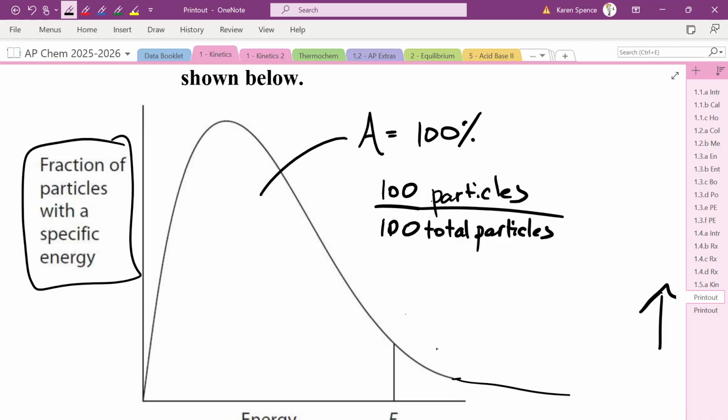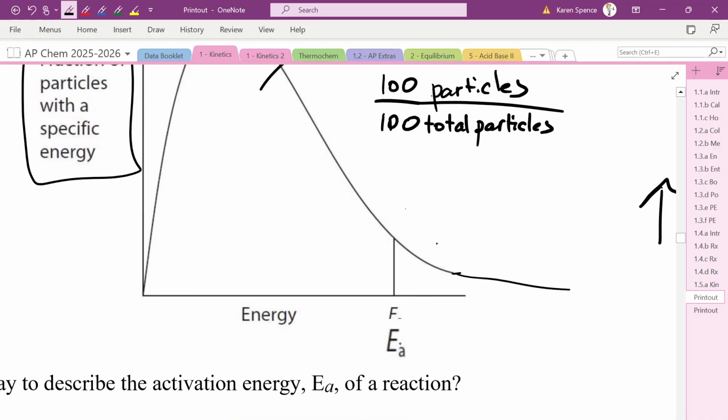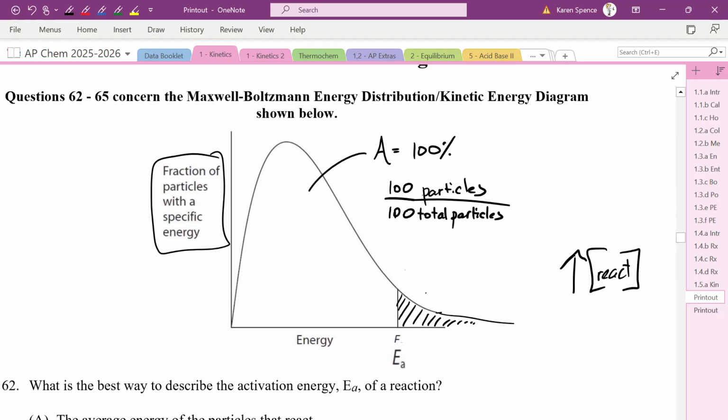But if we said, what's the fraction of particles with sufficient energy, you'd be like, okay, this right here looks like, I don't know, 1/20th. So what's 1/20th of 100? 1/10 of 100 is 10, so it would be 5%.